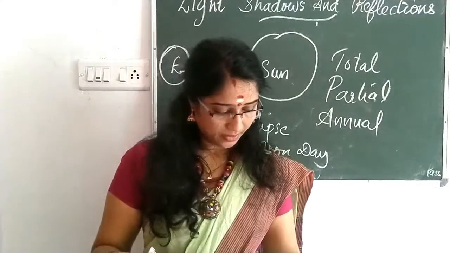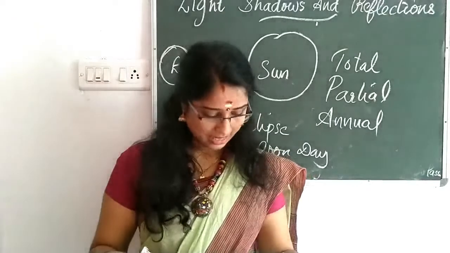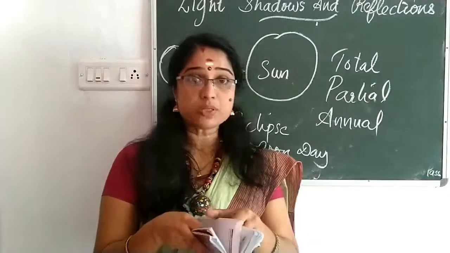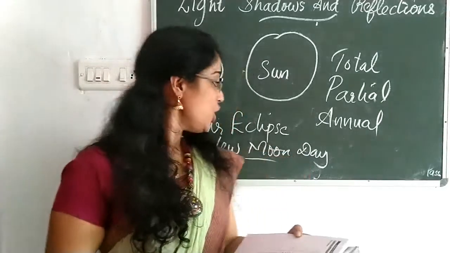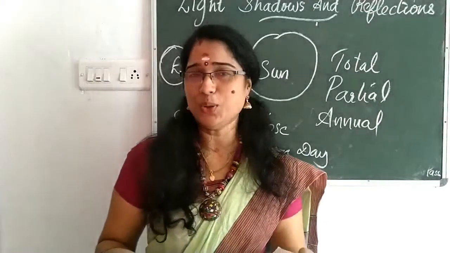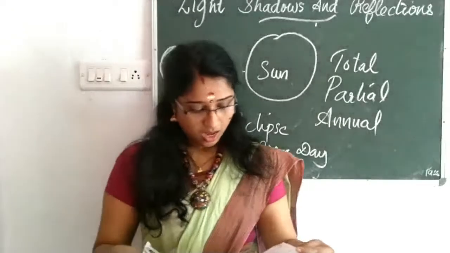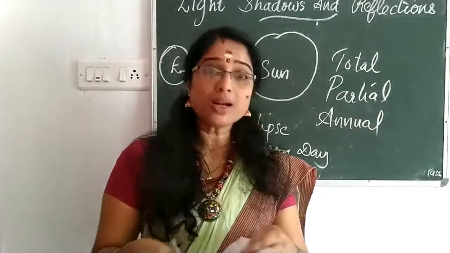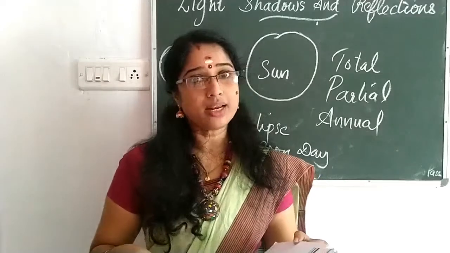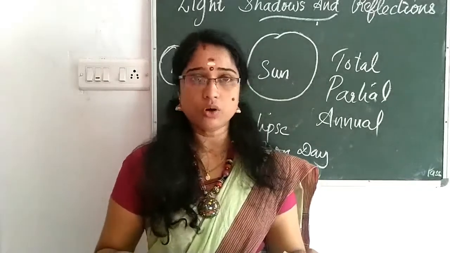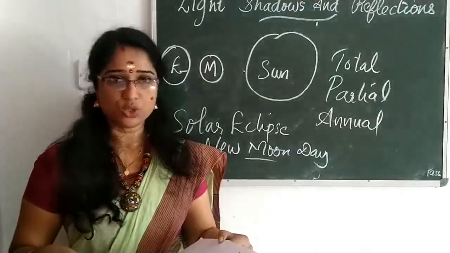Next one. Third question, next class we will discuss. Fourth question, when does a solar eclipse occur? A solar eclipse occurs on a new moon day. The answer is there on the board. When does a lunar eclipse occur? Yes, a lunar eclipse occurs on a full moon day. Of course, a lunar eclipse can be seen at night. You can write full moon day, or full moon night also.